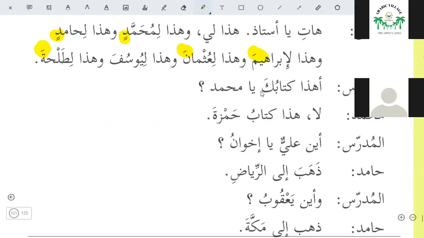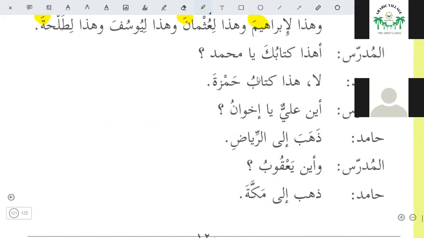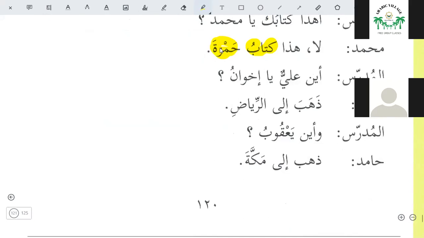Ahaza kitabuka ya Muhammad? Is this your book, O Muhammad? La, no. Haza kitabu Hamzata, this is Hamza's book. Kitabu is mudaf, and Hamzata is mudaf ilayh, and it is mamnu min as-sarf, that's why it is taking fatha.